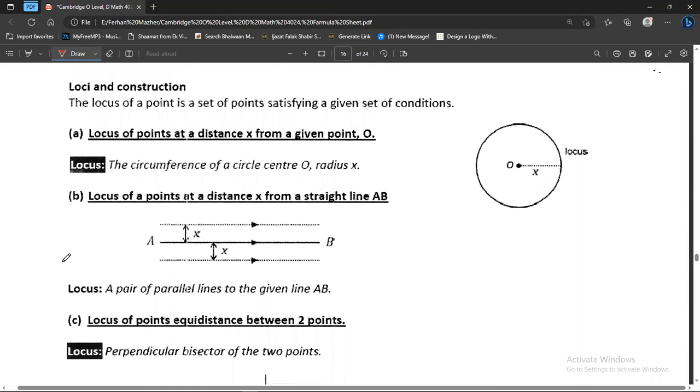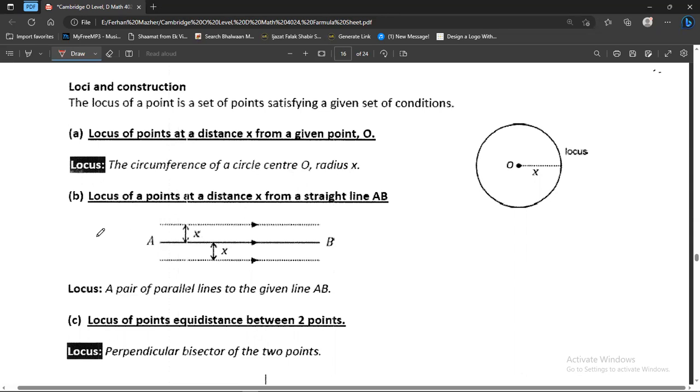Locus and construction. The locus of a point is a set of points satisfying a given set of conditions. Locus of points at a distance x from a given point O. If your distance from a point is constant, you always draw a circle. For example, if I say my distance from A is 4 centimeter, then I will draw a circle of 4 centimeter around A. The circumference of a circle, center O, radius x.